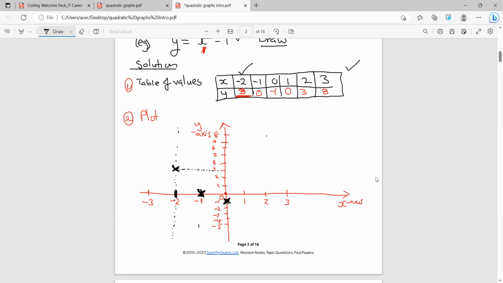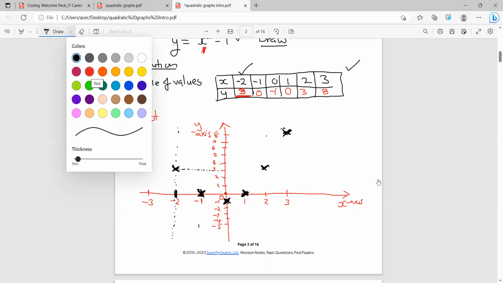Then we do the same for 1. X is 1. Now what we need to do is go up and down. We don't need to go up because this is 0. So 0 is always on the line there. Then for 2, we go up, we find 3. For 3, we go up and we get 8. Isn't it? Yes, sir.